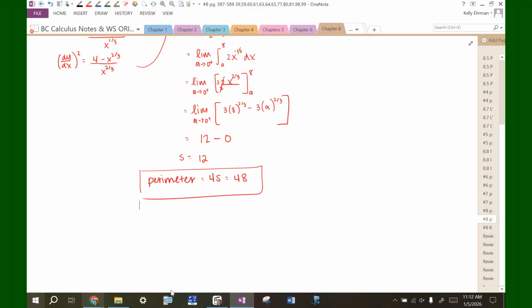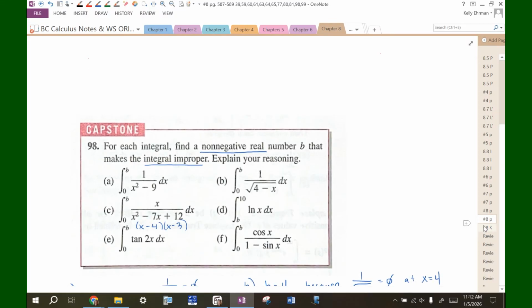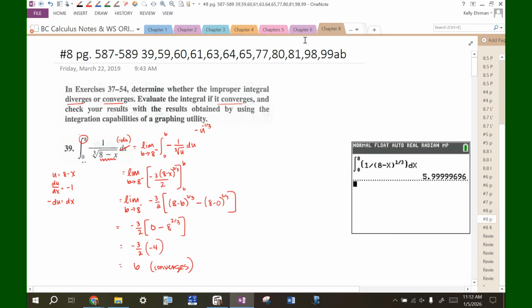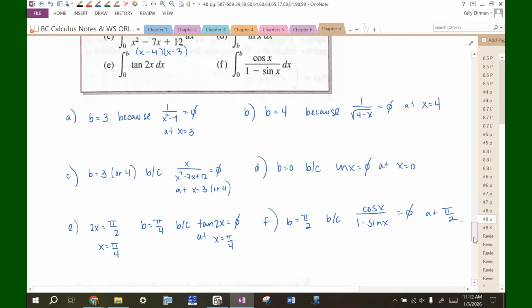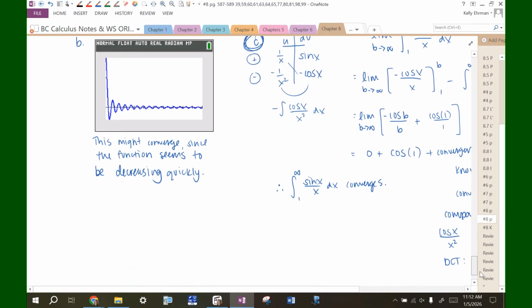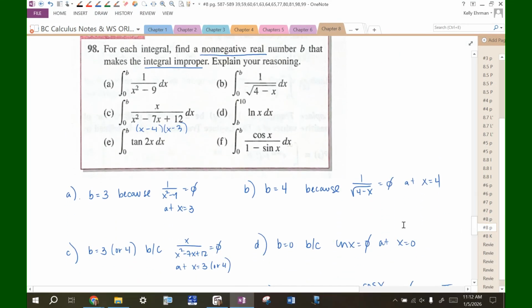Okay. Last problem. Last problem? Not the last problem. Oh, that's why I was getting confused. That says AB. Okay, anyway. Just do A and B for 99. Okay, sorry. 98. I did not erase this.